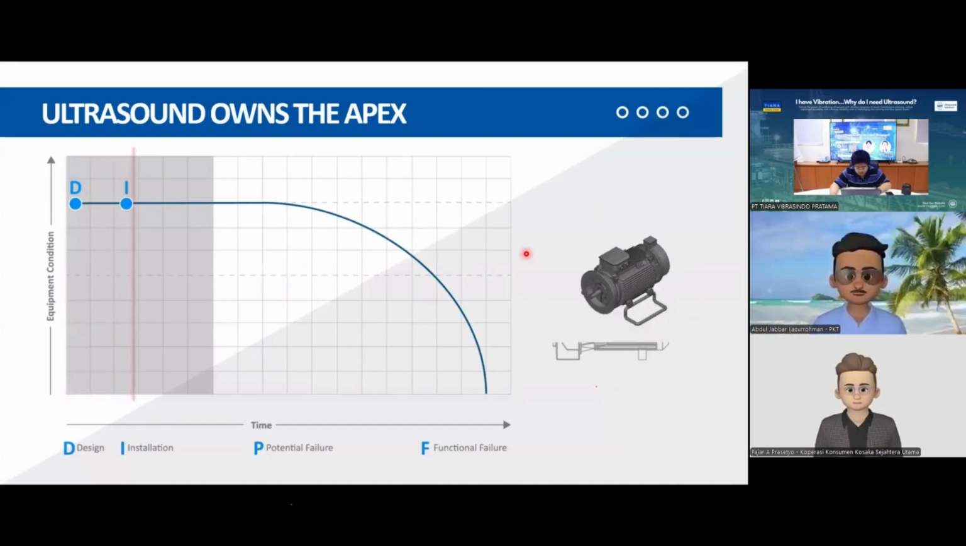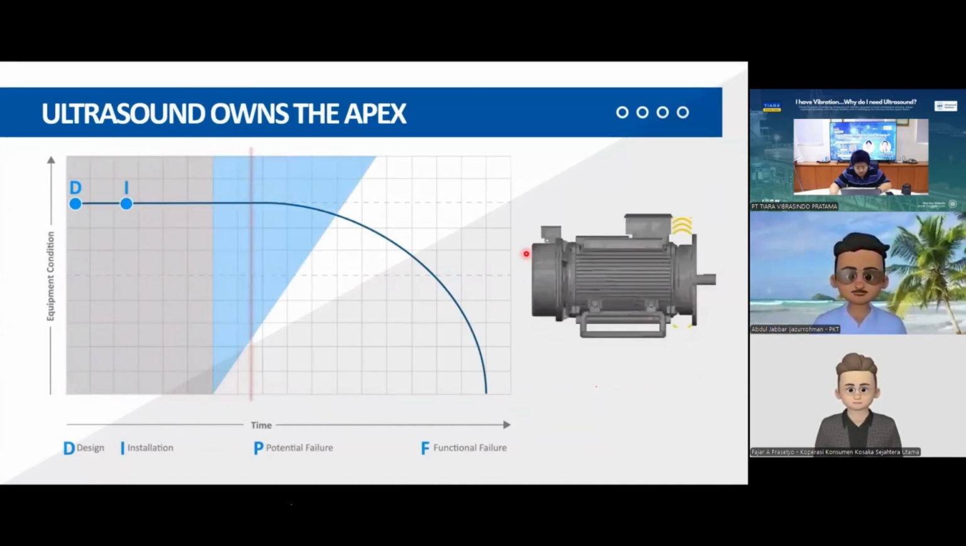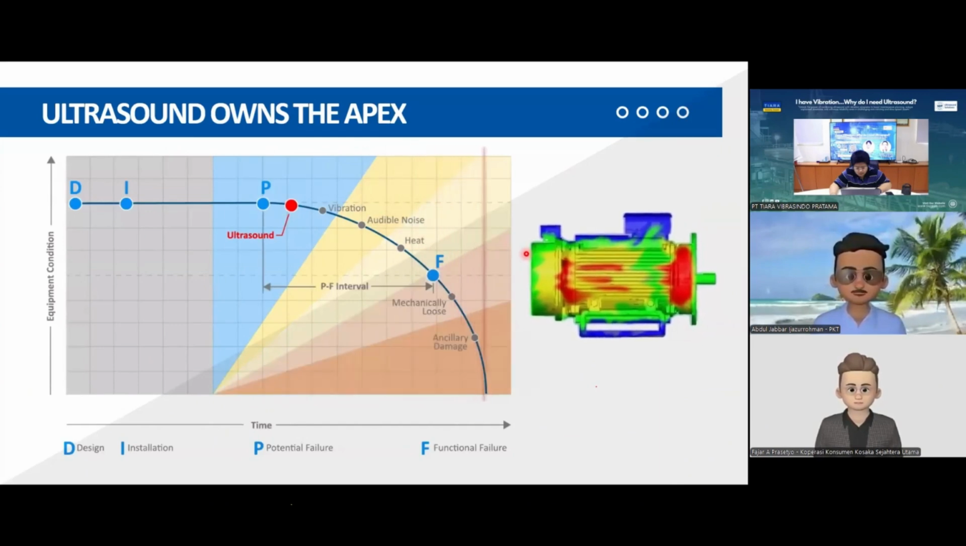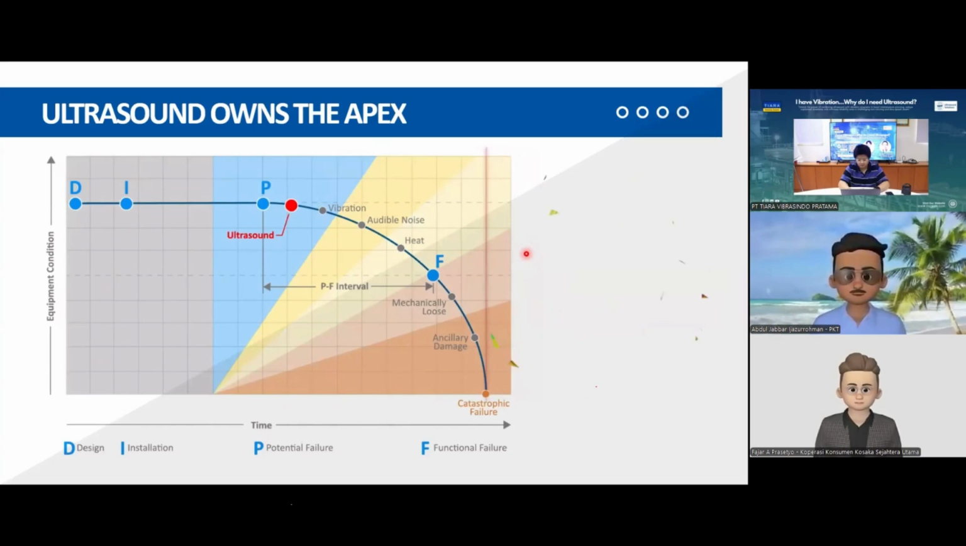So I told you before, for all applications of sound, this is the PF curve. When you design the machine, after installation, when the machine starts to fail, it will generate ultrasound frequency. It is like the vibration chart for bearing failure, where we have four states. The first state is the high frequency, the ultrasound frequency. That means when the bearing starts to fail, it will generate the ultrasound frequency first. So we can use the ultrasound strategy to measure it here.